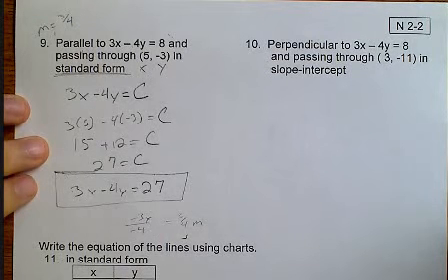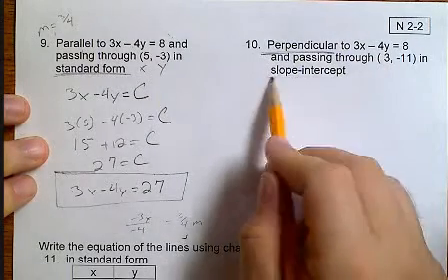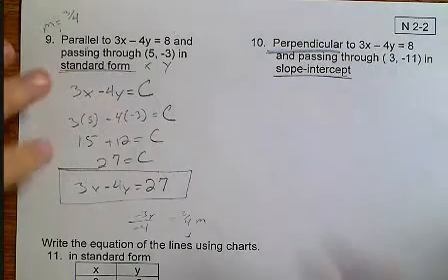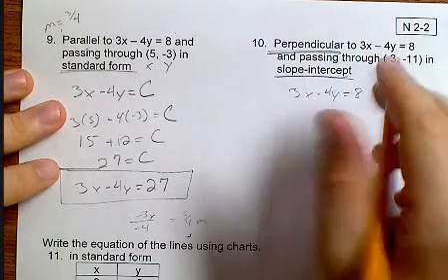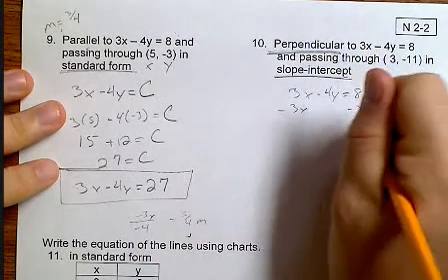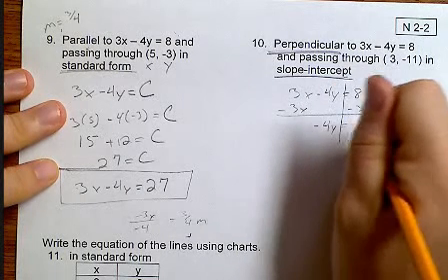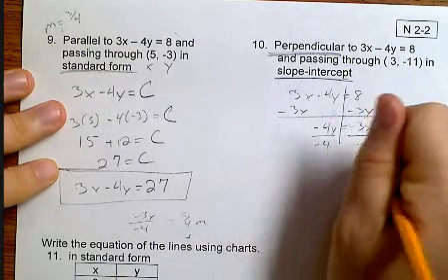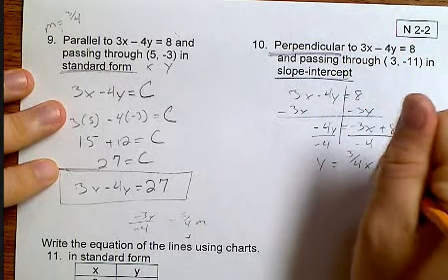Now, for number 10, they want it to be perpendicular, and they want it in slope-intercept. Well, because they want it in slope-intercept, let's go ahead and change it to slope-intercept first. So I'm taking 3x minus 4y equals 8. I'm going to change it to slope-intercept by subtracting 3x from both sides. I get that -4y equals -3x plus 8. Divide everything by -4, y equals positive 3/4 x minus 2.